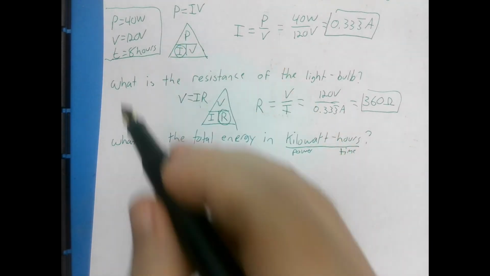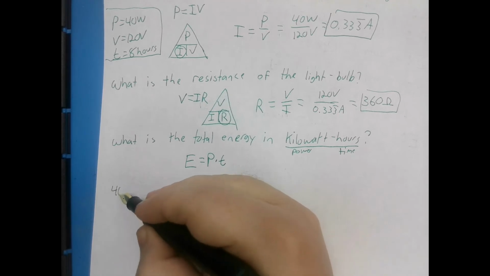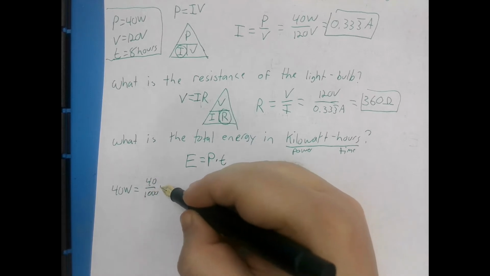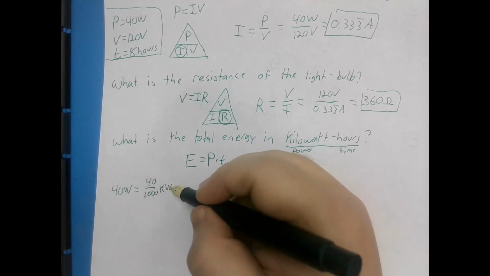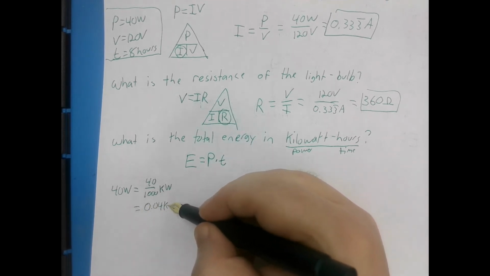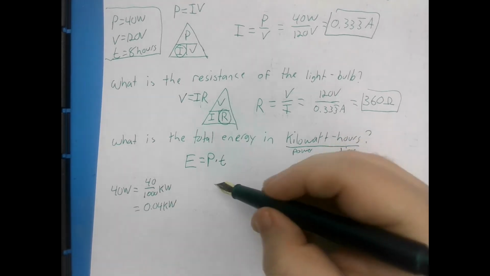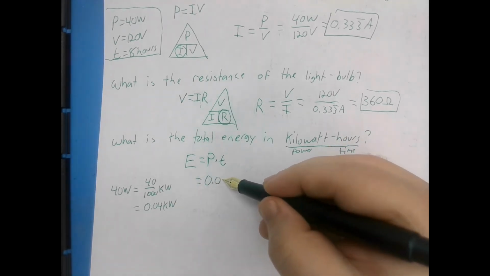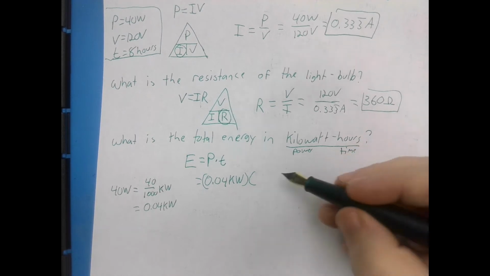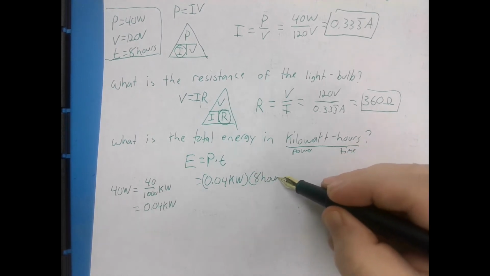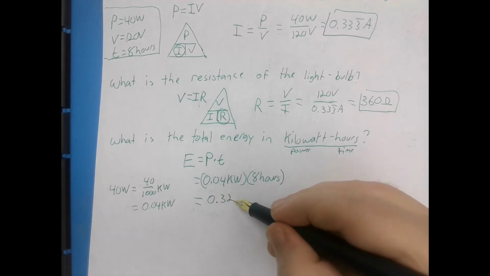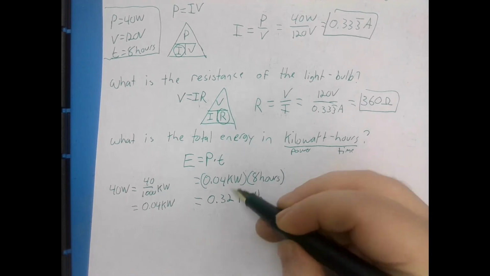But our power is given as 40 watts. 40 watts is the same as 40 divided by 1,000 kilowatts. The K and the 1,000 cancel each other out to give you the watts. And that's the same thing as 0.04 kilowatts. So energy is equal to 0.04 kilowatts times our 8 hours. And that's equal to 0.32 kilowatt hours.